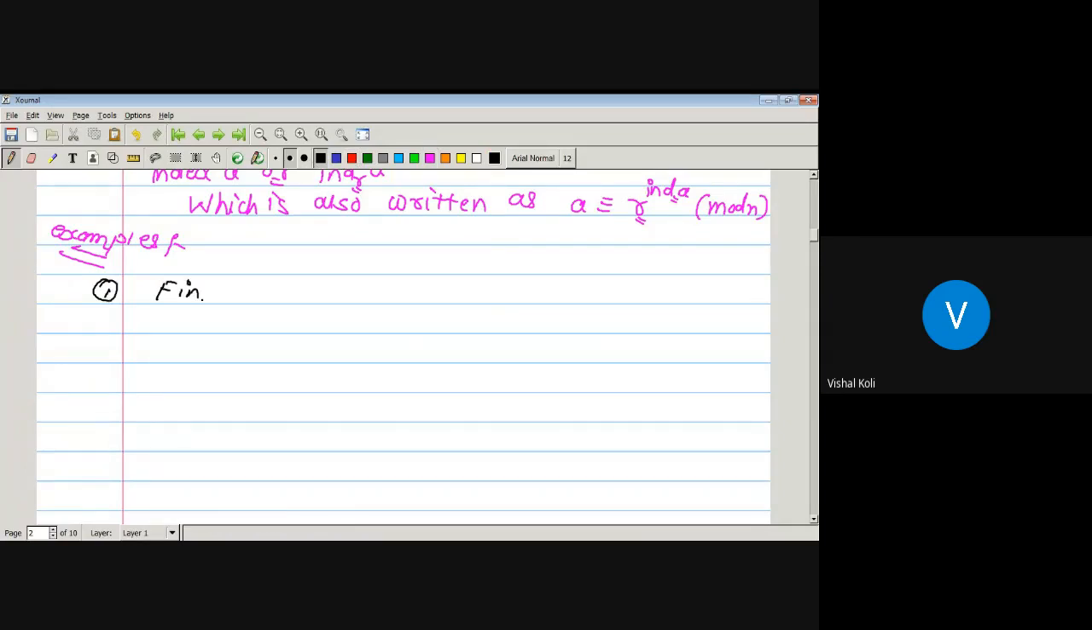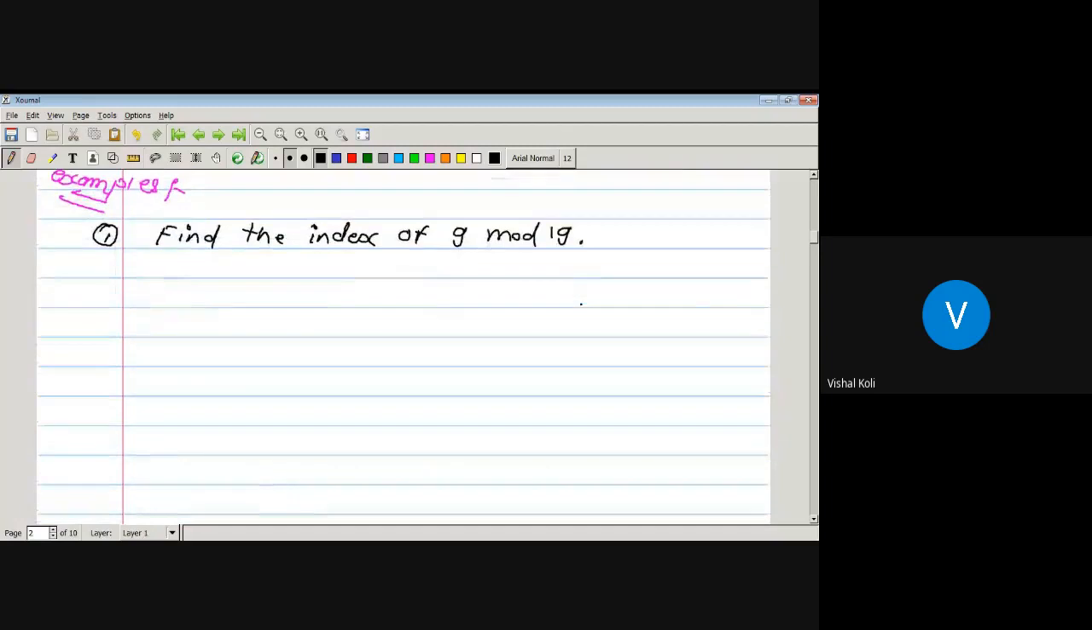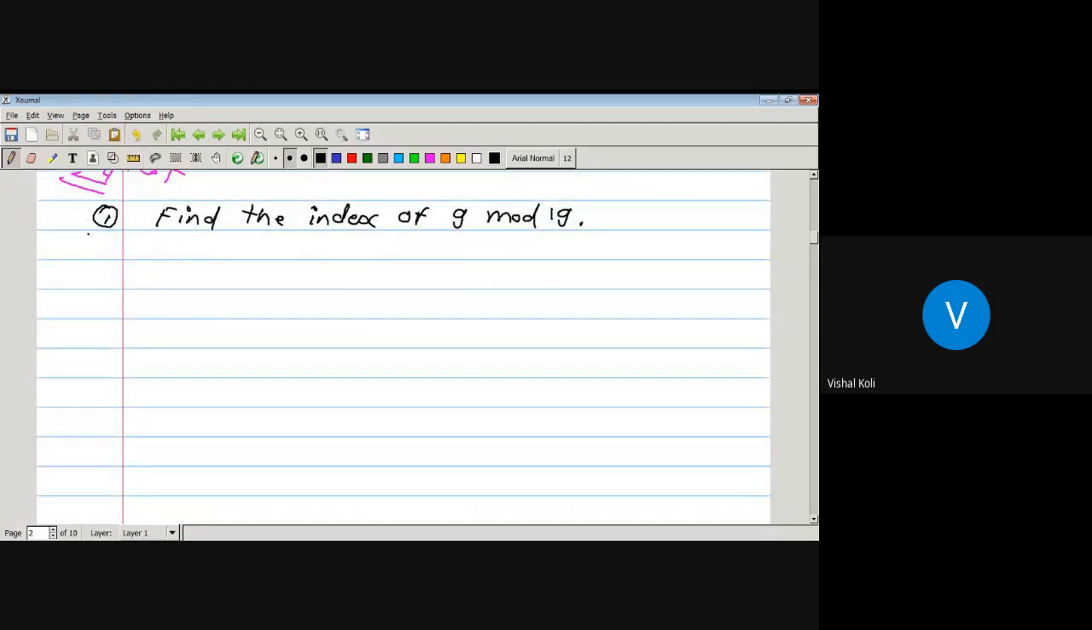Find the index of 9 modulo 19. Okay, so here we have to find out the index of 9 modulo 19. See solution.